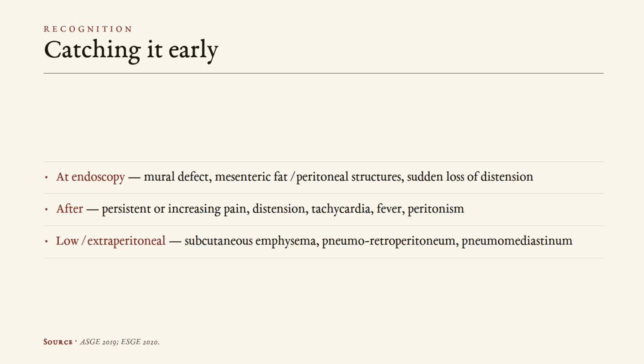A visible mural defect, mesenteric fat or peritoneal structures, or a sudden loss of luminal distension. Afterward, perforation declares itself as persistent or increasing pain, distension, tachycardia, fever, and peritonism. A low extraperitoneal perforation may instead present with subcutaneous emphysema, pneumoretroperitoneum, or pneumomediastinum.